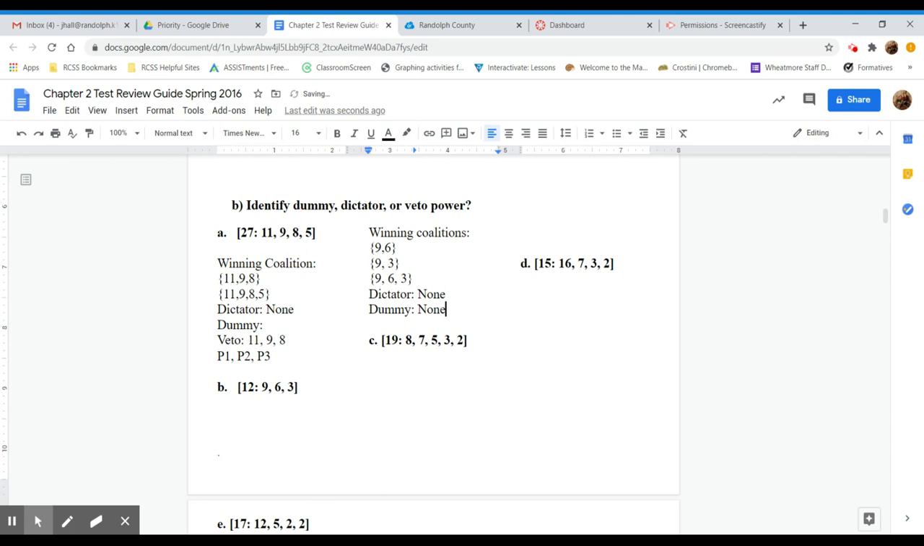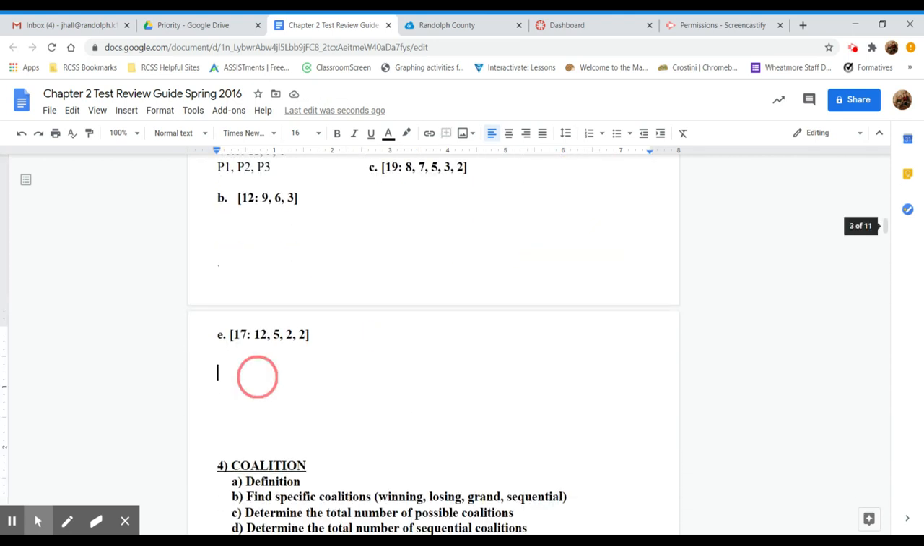So none again. And then veto power. Veto power is somebody that is needed, critical in every winning coalition. 3 is not in the first winning coalition, so we can't consider them. 6 is not needed in the second winning coalition, so not needed there. But 9 is in every winning coalition and is needed in every coalition, so player 1 or 9. They're the same person. Player 1 just has 9 votes. Okay? I'll let you look through C, D, and E.